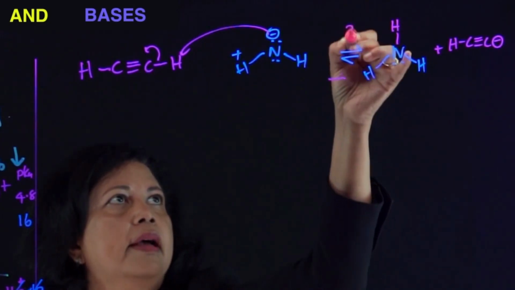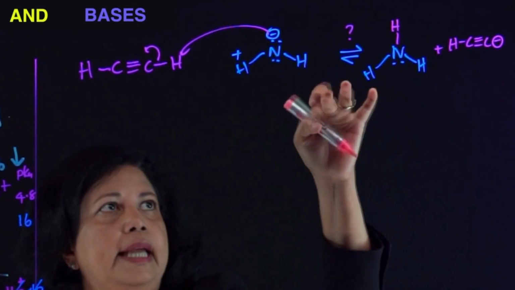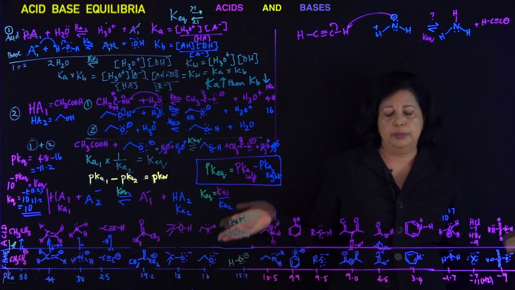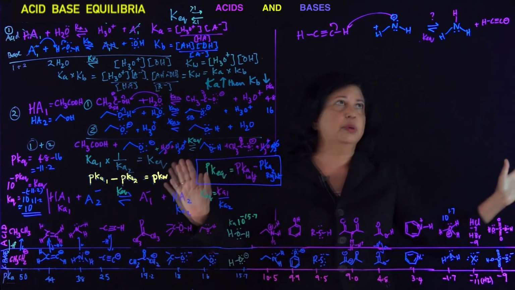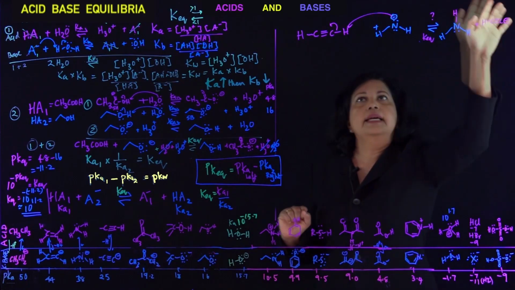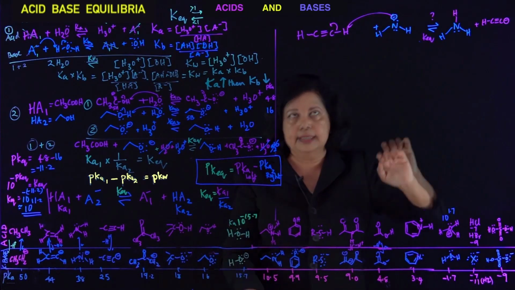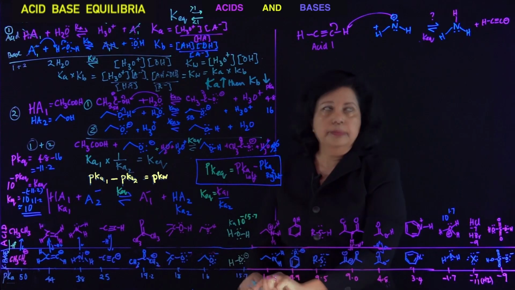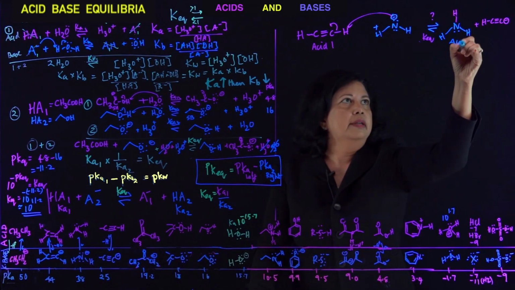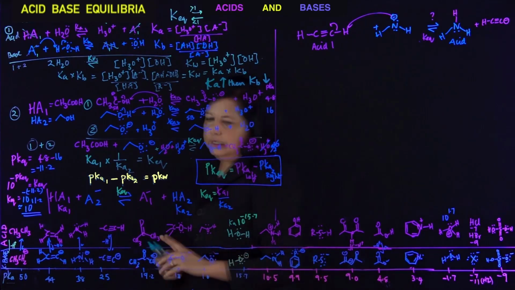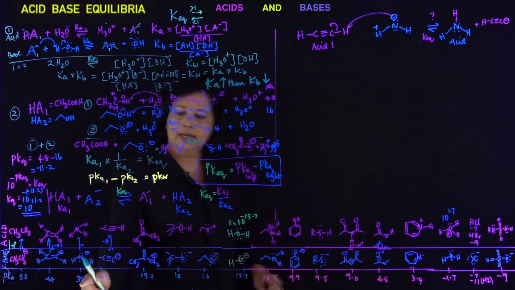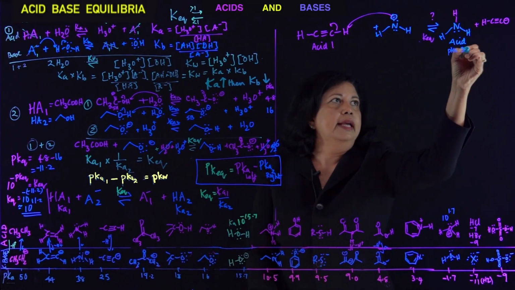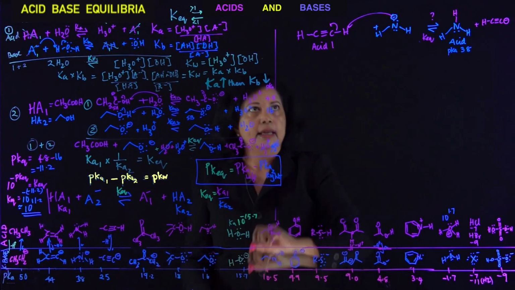Which way? And for that, we've got to predict the K equilibrium. So what we do here is first identify your protonated species. Those are the acids. There are two protonated species. One is this, and the other one is this. So there are two acids. This is your acid 1, and this is your acid 2. I'm just putting different colors. And we have pKa values for these. Your acid 1 is 25, and your acid 2 is 38.